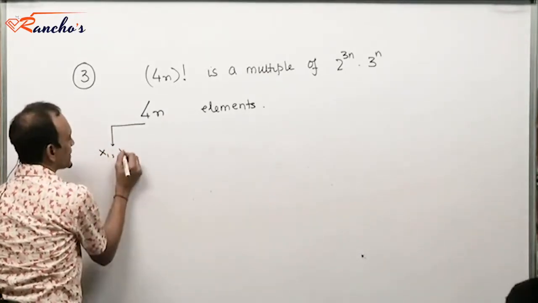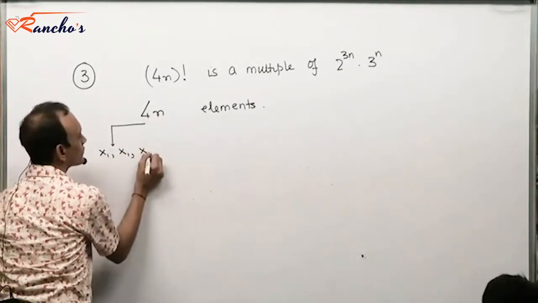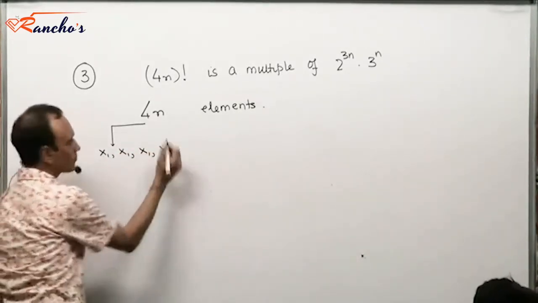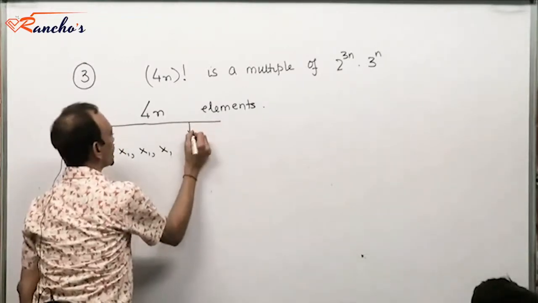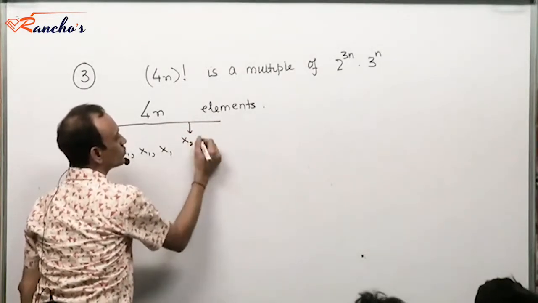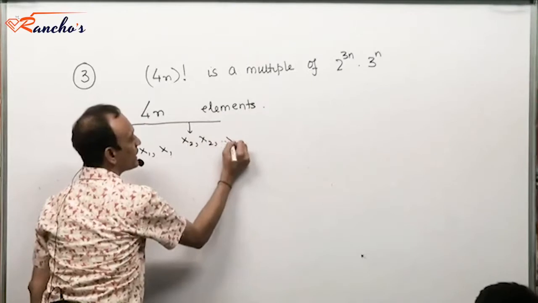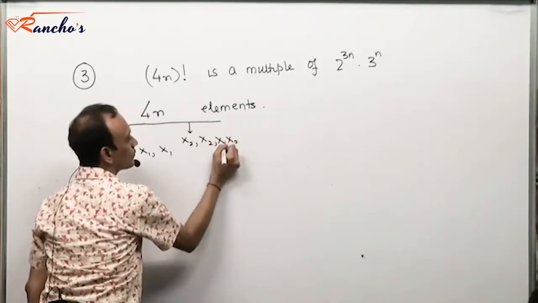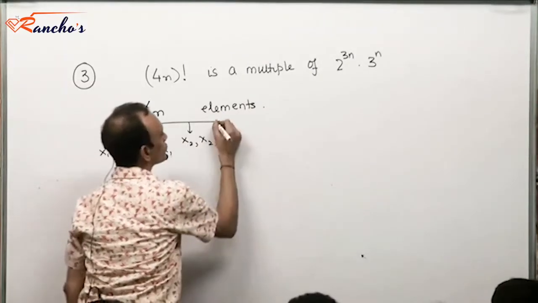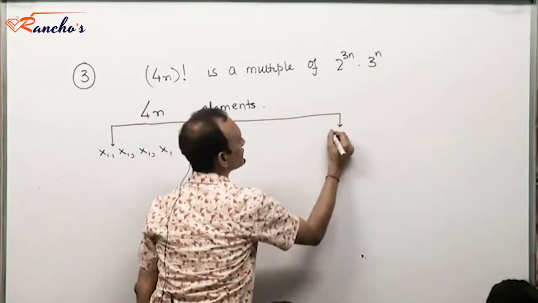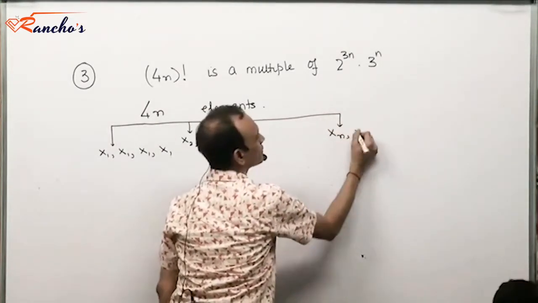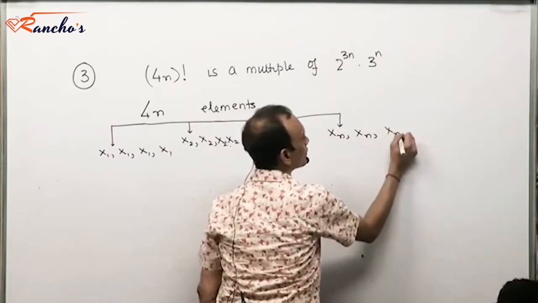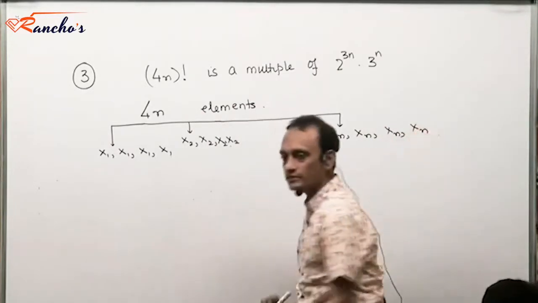Four of the type x1, 4 of the type x2, identical, and so on and so forth, and 4 alike and of the type xn. Right? You know what I'm saying?